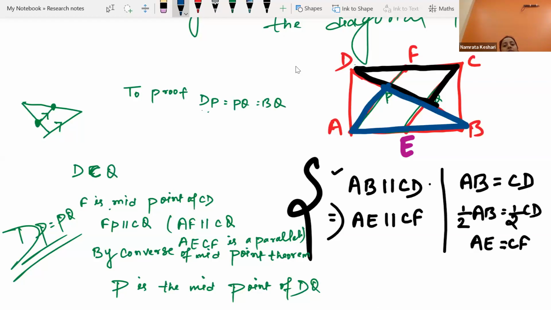Here we will again use the converse of the midpoint theorem: in this triangle there is a midpoint of the side AB, that is E, and through that E there is a line which is parallel to another side, that is AP. So by the converse of the midpoint theorem, Q will be the midpoint of BP. Are you getting it, everyone? Yes, ma'am.